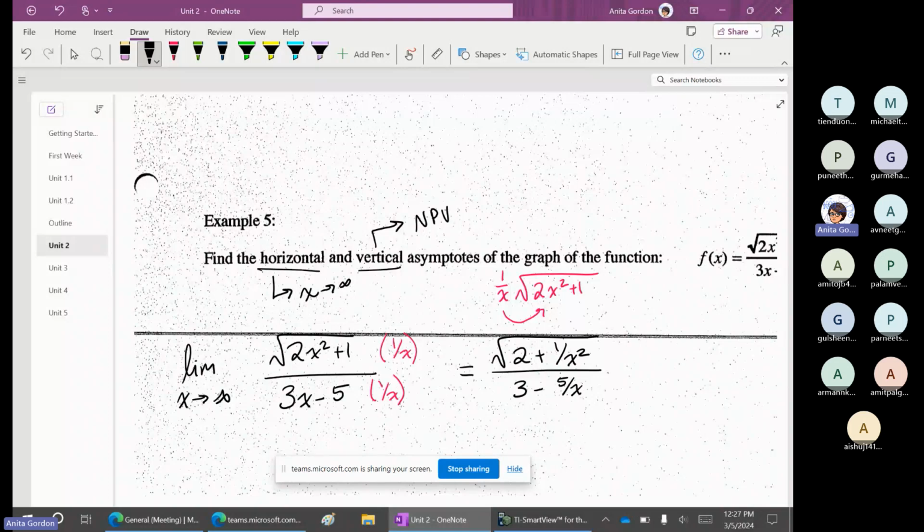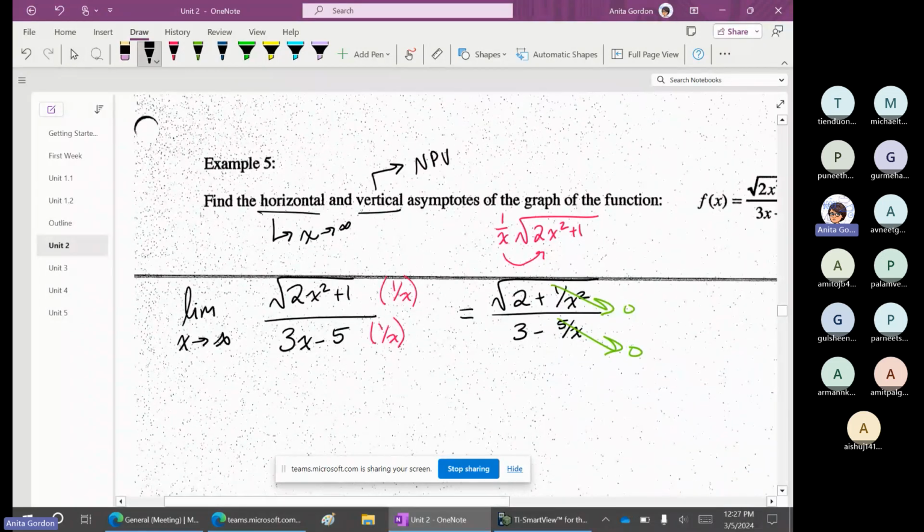Good. Okay, so now if I let x go arbitrarily large, this goes to 0, this goes to 0. So that tells me that the limit as x gets arbitrarily large and goes to the right of this function is root 2 over 3.